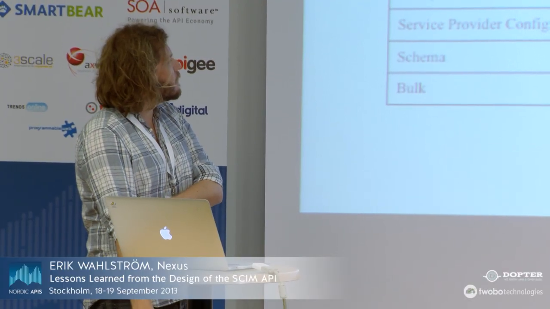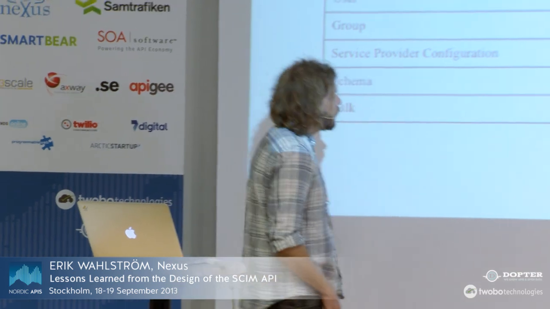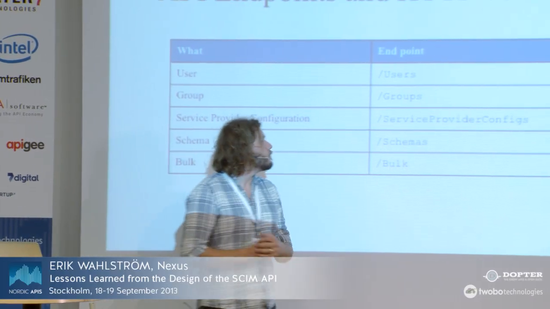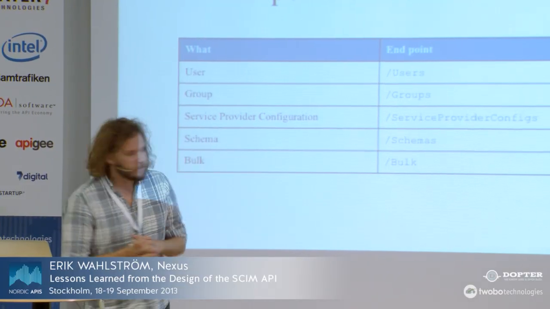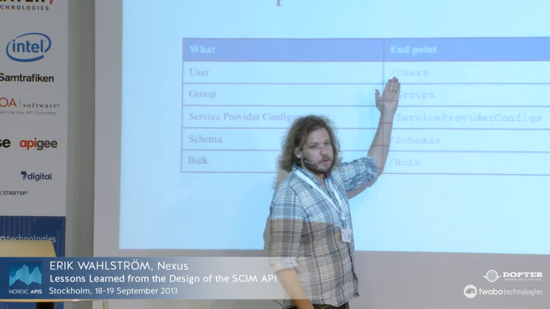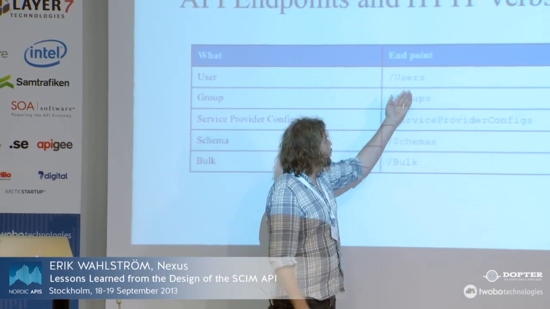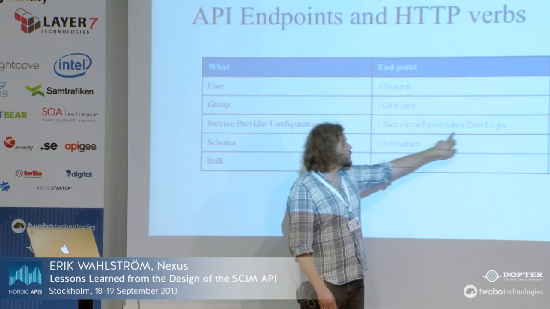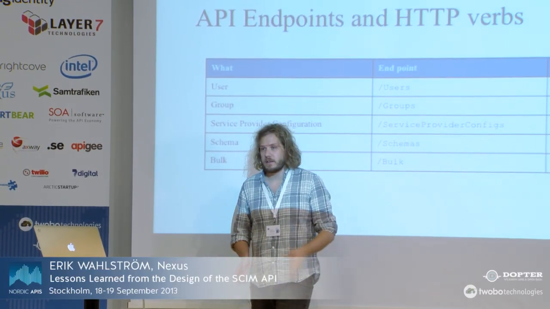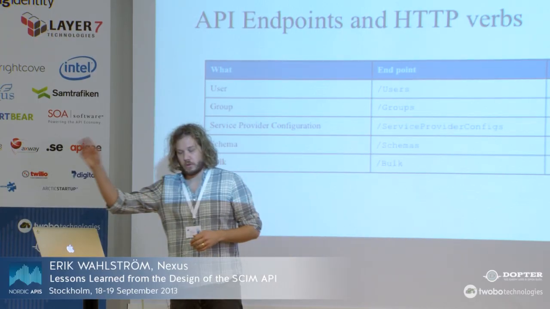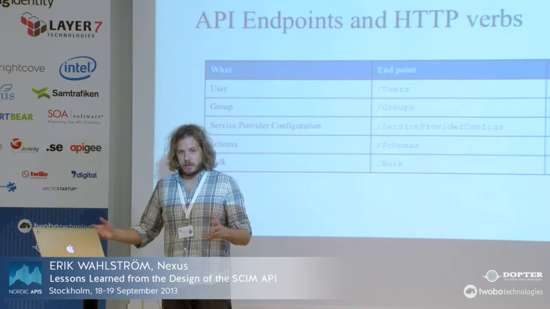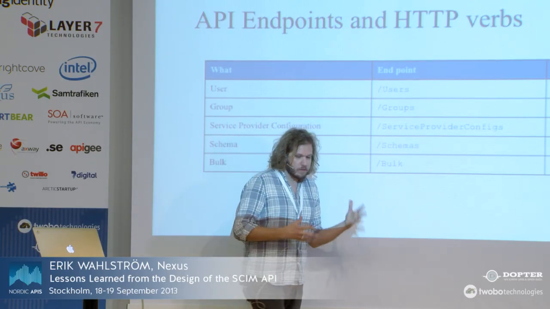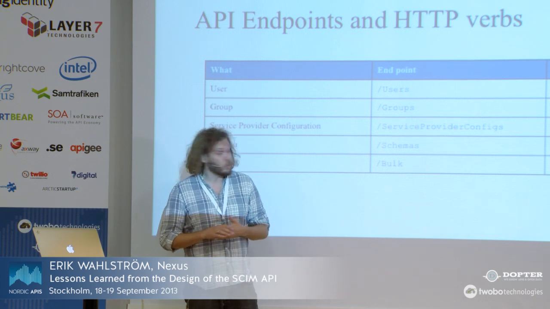So, how does this API look like? Well, the core API talks about 5 different endpoints. /users is where you create and update and read users. /groups is the same thing for groups. Then we have the service provider config, an endpoint that can tell you, hey, new server, what kind of capabilities do you have? Do you support the bulk transfer thing? Schemas defines what resources a specific system supports.